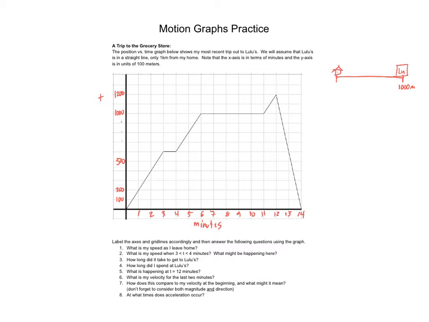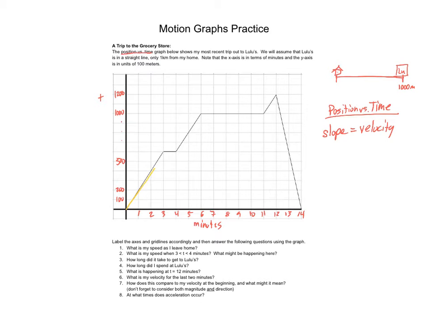So let's see if we can answer some questions. The first question is, what is my speed as I leave home? This is a position versus time graph, and on a position versus time graph, the slope is equal to your velocity. Now, your instantaneous velocity is the same as your instantaneous speed. The only difference is that with velocity, you have to give direction as well. So what we're looking at here is the slope.